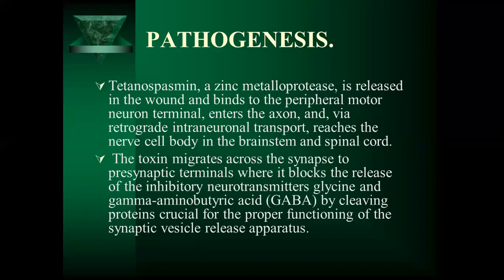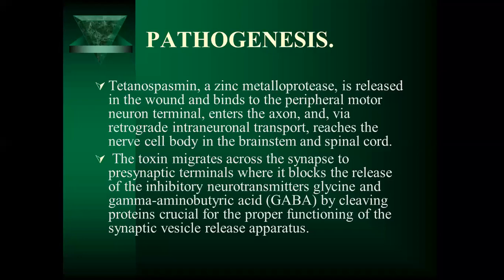What is the pathogenesis? When it is transmitted, tetanospasmin, which is a zinc metalloprotease, is released in the wound and binds to the peripheral motor neuron terminal, enters the axon, and via retrograde intraneuronal transport reaches the nerve cell body in the brainstem and the spinal cord. The toxin migrates across the synapses to the presynaptic terminals, where it blocks the release of the inhibitory neurotransmitters glycine and GABA by cleaving proteins crucial for the proper functioning of synaptic vesicle release.